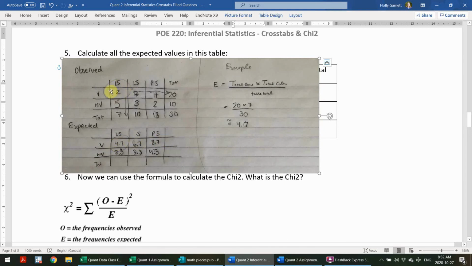So let's start with this one here. Our total of the row is 20. Our total of the column is 7. Our grand total is 30. And so this is about, for today, let's just round to one decimal point, about 4.7. So then I put 4.7 in this cell. That is this cell's expected value. Then I do the exact same thing for each of these 6 cells, 1, 2, 3, 4, 5, 6, and then I get these expected values. Now we have each of the expected values, we have each of the observed values.